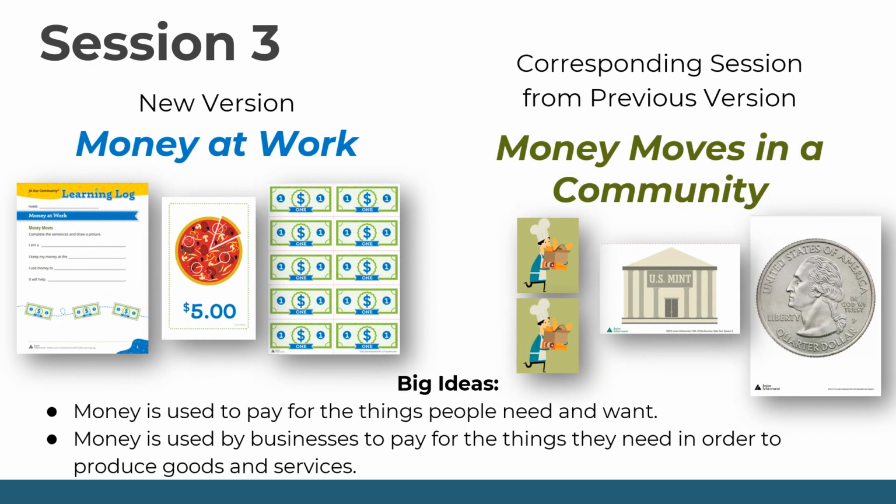The third session, Money at Work, corresponds to the fifth session in the previous version, Money Moves in a Community. The big ideas are: money is used to pay for the things people need and want. Money is used by businesses to pay for the things they need in order to produce goods and services.